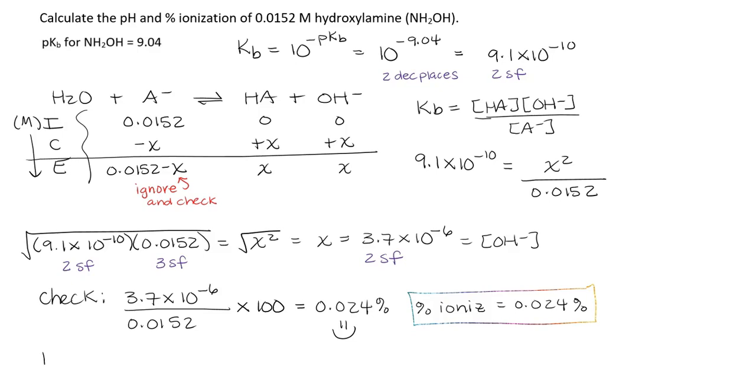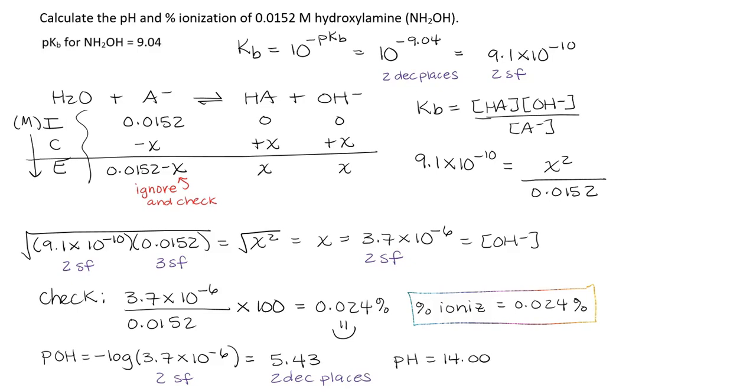Finishing up our calculation, we have pOH equals negative log of the OH, and that is 3.7 times 10 to the negative 6. Our 2 sig figs becomes 2 decimal places. Doing the math, we get 5.43. And our pH will be 14.00 minus 5.43. Everything, including our final result, is 2 decimal places, and we get 8.57 for our pH.